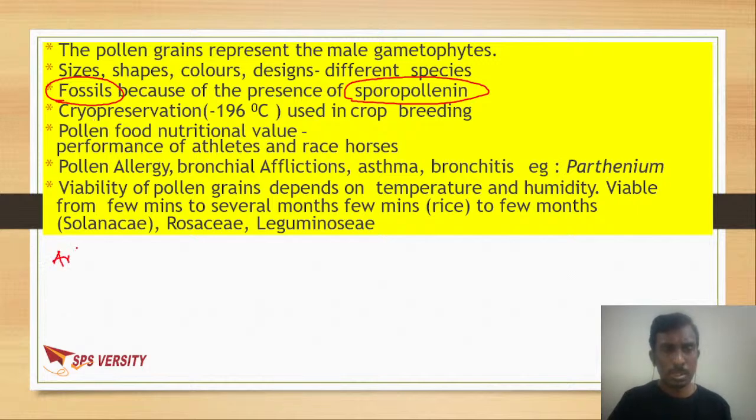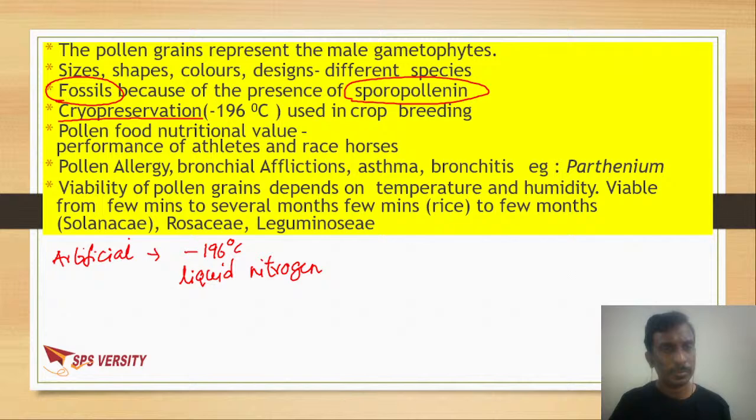When we come to artificial means of preservation for our human benefit, pollen grains are preserved at -196 degrees in liquid nitrogen, where they are preserved at very low temperature. That's why it is called cryopreservation. And when you come to this, pollen grains are rich in food.